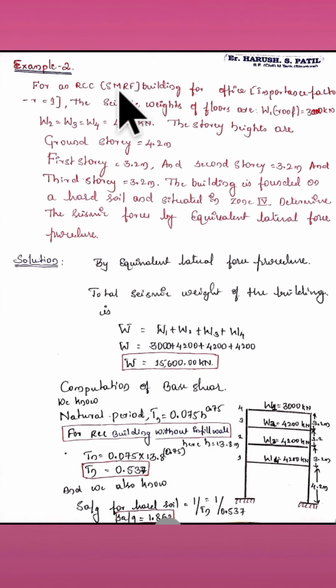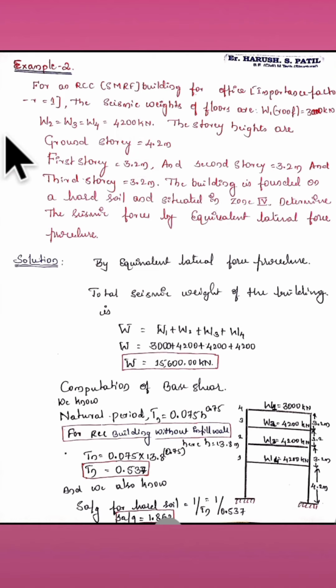For an RCC SMRF building, SMRF means special moment resisting frame, for an office, the importance factor is given as 1. You need not choose the importance factor from the code. The seismic weights of the floors are given. W1 for the roof is 3000 kilonewton. W2, W3 and W4 are equal to 4200 kilonewton.